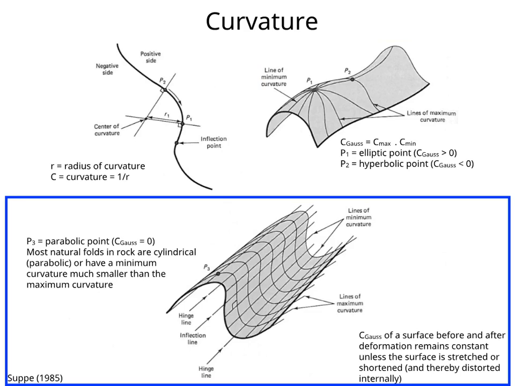Gaussian curvature has the interesting property that for any deformation in which the surface is not stretched or compressed, the Gaussian curvature remains unchanged. A flat layer has zero Gaussian curvature. The only type of point for which the Gaussian curvature is still zero after folding is a cylindrical point. Points on folds that are elliptic or hyperbolic must have undergone stretching and compression of the surface.